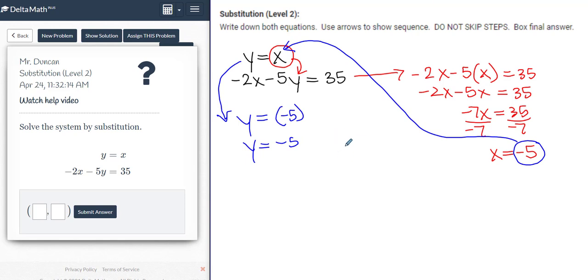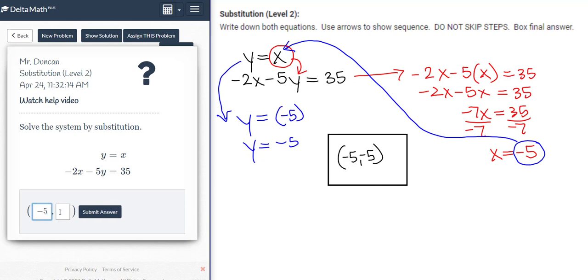All right, let's write our final answer. My x value is negative 5. My y value is negative 5, which kind of makes sense, right? If x and y are equal to each other, they should be the same. And let's box that, and let's see how we're doing.